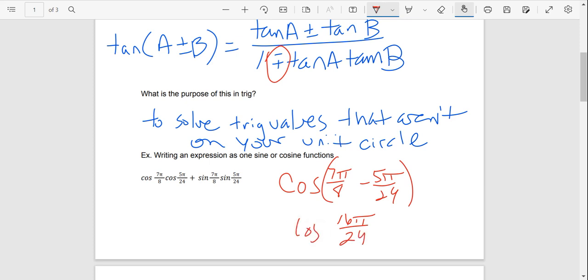Now, how do I get 16 pi over 24? Get a common denominator, folks. Come on. Multiply the top and bottom by 3. 21 minus 5 is 16. Reduce. 2 pi over 3.